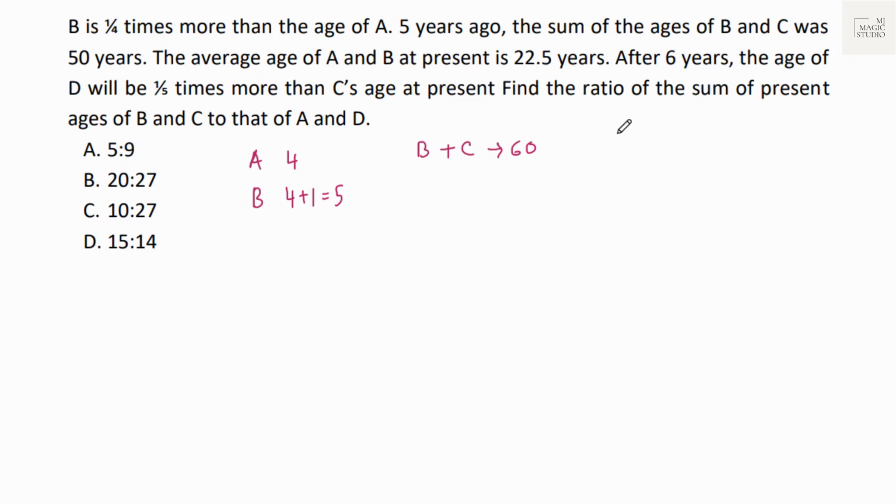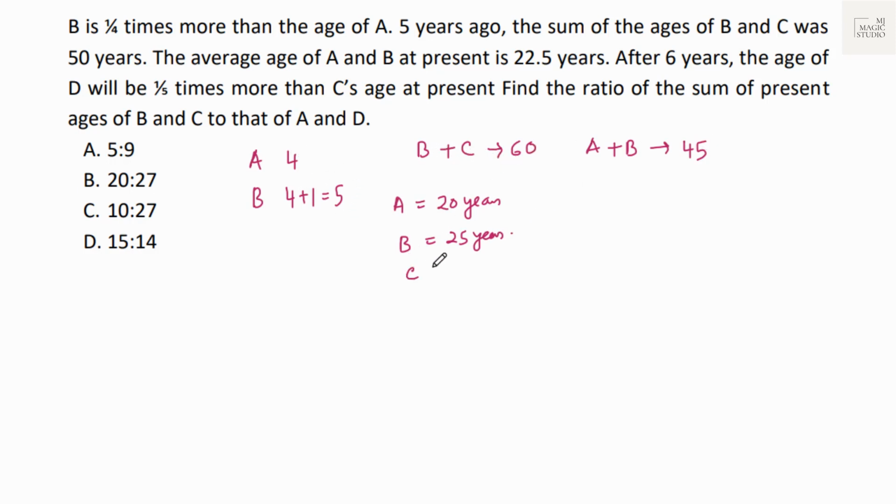Average age of A and B at present is 22.5. That means the total of present ages of A and B is 22.5 into 2, that is 45. Now we can divide this in the ratio of 4 is to 5, that is 9. That means A is 4 into 5, 20 years present age. B's present age is 5 into 5, 25 years. We are dividing 45 in the ratio of 4 is to 5.